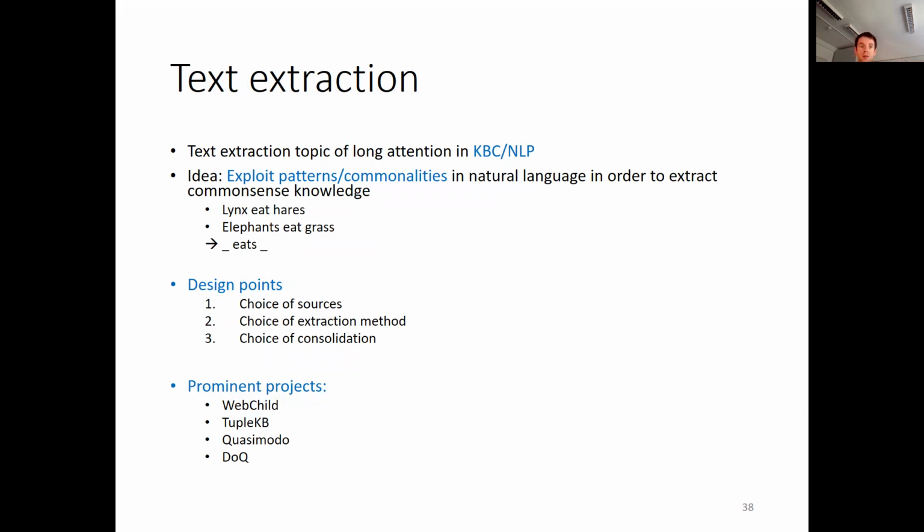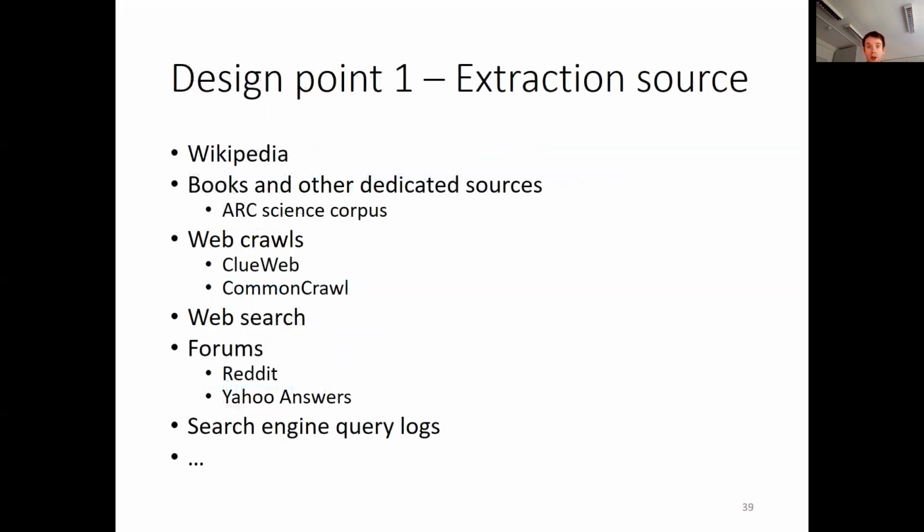Fundamental design points for text extraction for commonsense knowledge-base construction are the choice of sources, the choice of the extraction method, and the choice of the consolidation scheme. We'll discuss each of them in more detail and at the same time review prominent projects, in particular WebChild, TupleKB, Quasimodo, and DOQ, distribution over quantities. So design point 1 is the extraction source.